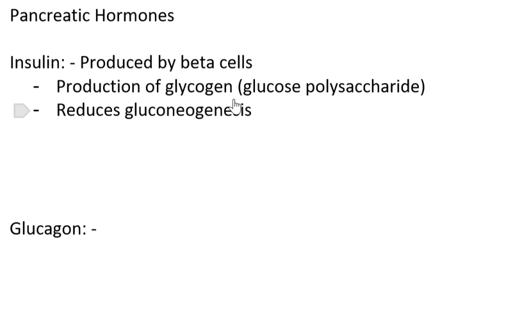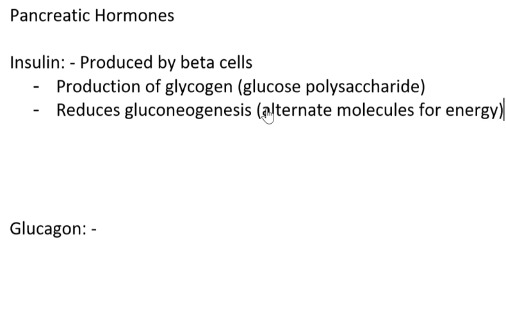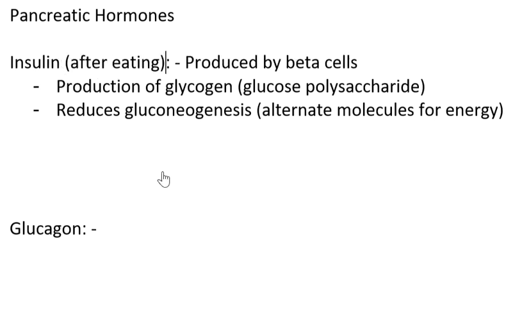So reducing gluconeogenesis, why is that? Because we have glucose. Gluconeogenesis is used when we use alternate molecules for energy. So we're talking fats, we're talking amino acids, so proteins and fats. We're using them instead of glucose. But since we have a lot of glucose right after eating, we don't need to use gluconeogenesis, so that is also reduced.